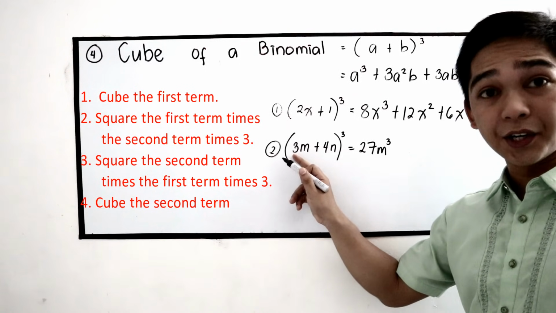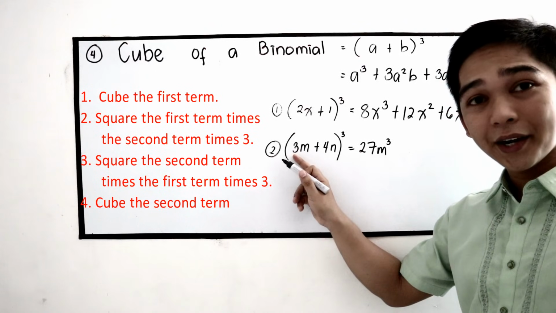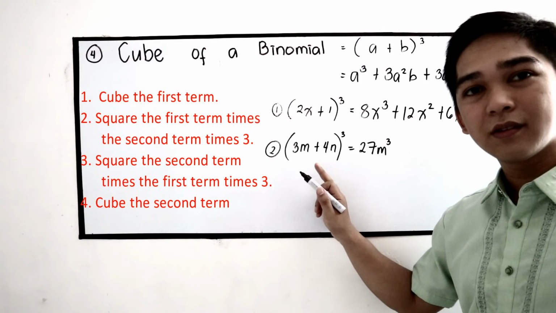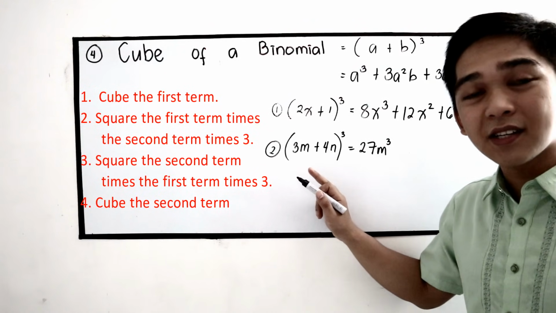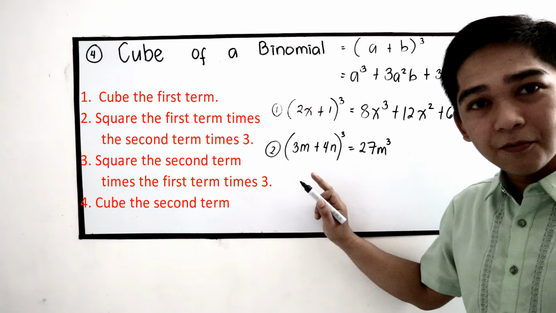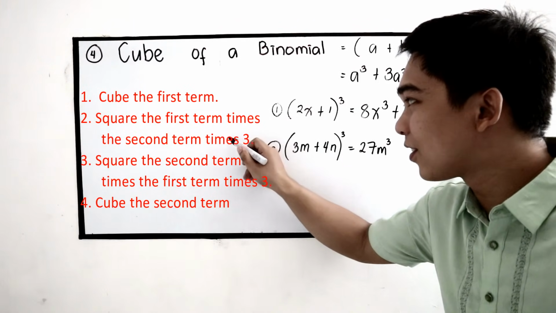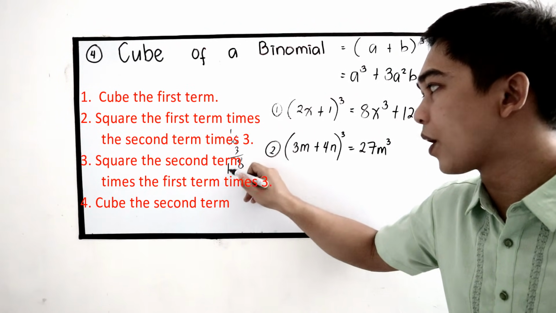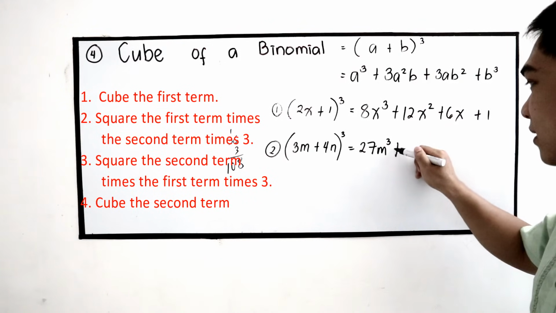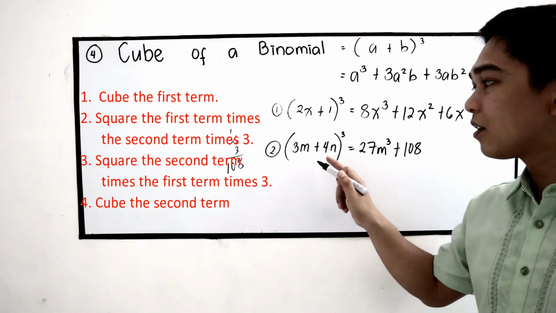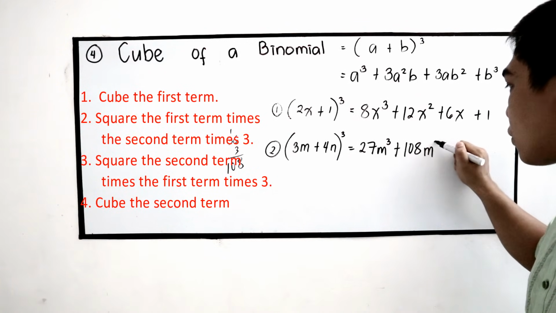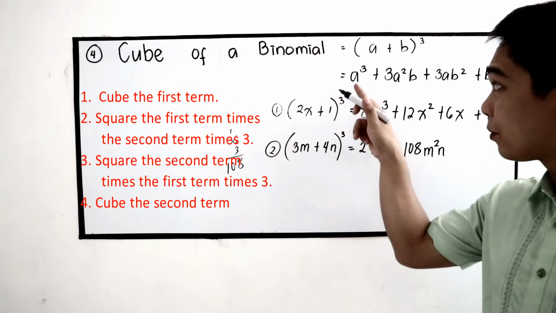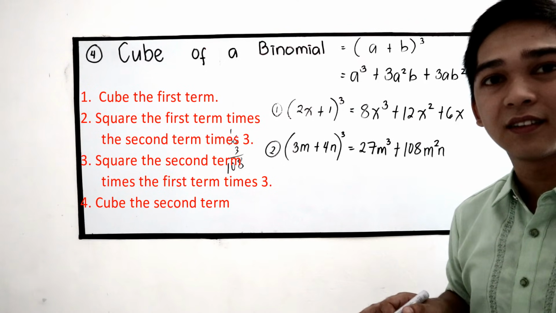Next, square the first term. 3 squared times 4. So 3 squared is 9 times 4, 9, 18, 27, 36. Next, 36 times 3. So 36 times 3, 6 times 3, 18, carry 1, 9, 10, 108. So write positive 108. Then the variable is m squared n. For the shortcut in the variable, just take a look at the pattern, increasing and decreasing.